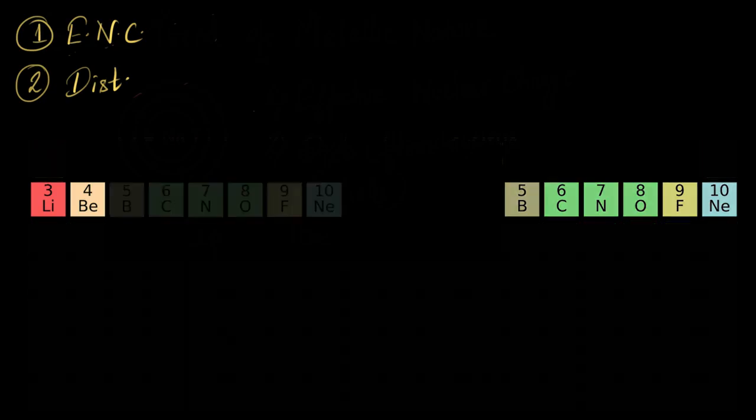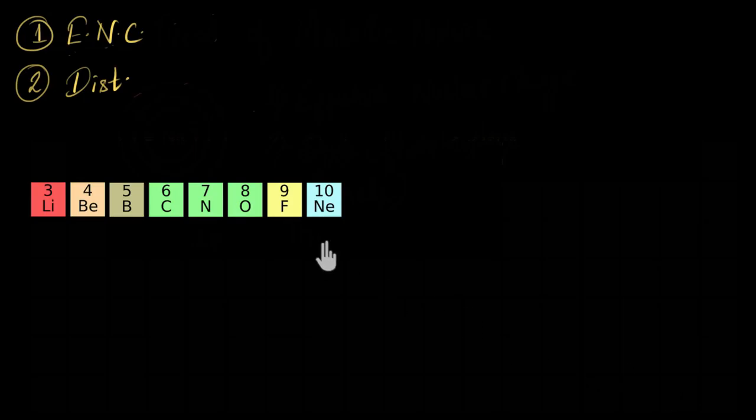Let me bring these elements closer. Well, let's not talk about neon for now because we know that neon is a noble gas. It's not going to lose electrons. So what's the point of talking about it? Let me hide this. Okay, now first let's see how the effective nuclear charge varies as we go across this period. So first of all, let's talk about lithium.